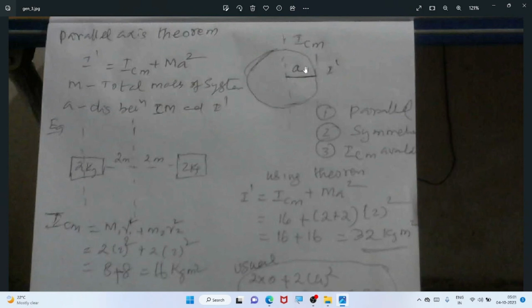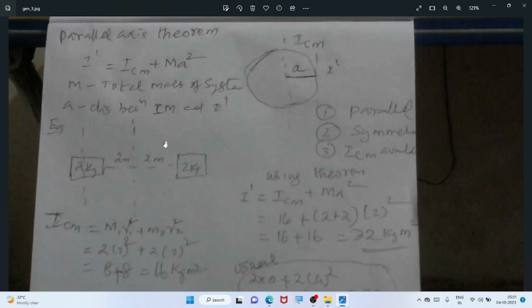So the moment of inertia about this axis equals the moment of inertia about the center of mass axis plus Ma square. M is the mass of the whole system. A is the perpendicular distance from the center to this axis. A is the distance between this axis and this.